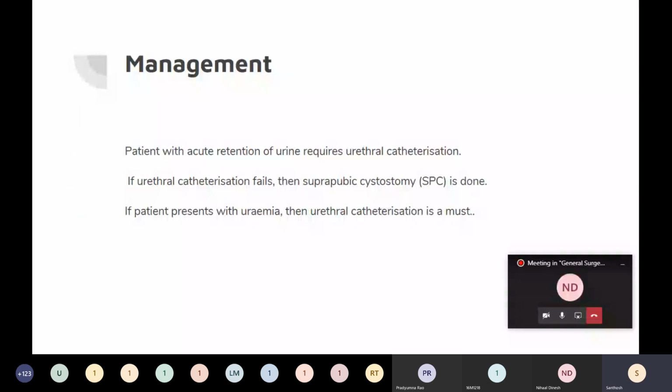So how do you manage the patient? Patient with acute retention of urine, they require urethral catheterization, but you cannot force the catheter into the urethra. You have to be very gentle. If there is any resistance which is felt, then you have to do a suprapubic cystostomy. If the patient presents with uremia, then urethral catheterization is a must.